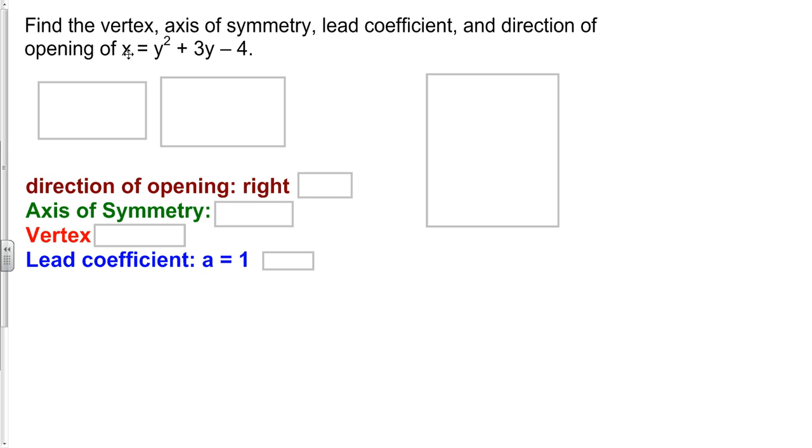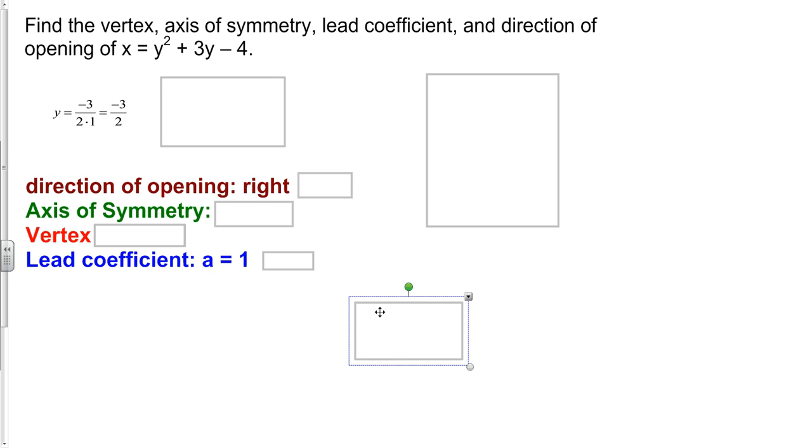The reason it's to the right again is because x and y are switched. It's defined for x, and we have a y squared term, so it's going to open either left or right. The positive 1 says it's going to open to the right. In order to find our axis of symmetry, we have to solve for what y is going to be. The way we do that is negative b over 2a, just like we did with parabolas that were up and down. So negative b is going to be a negative 3, and 2a, since a is 1, it's going to be 2 over 1. So y is going to equal 3 halves. So that's our axis of symmetry, y equals 3 halves.